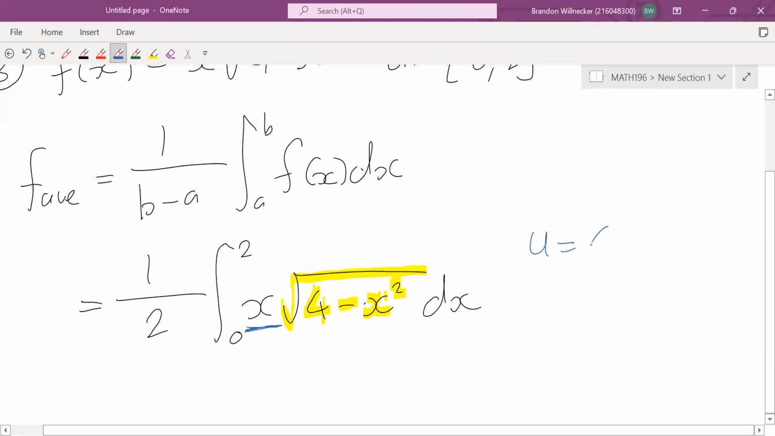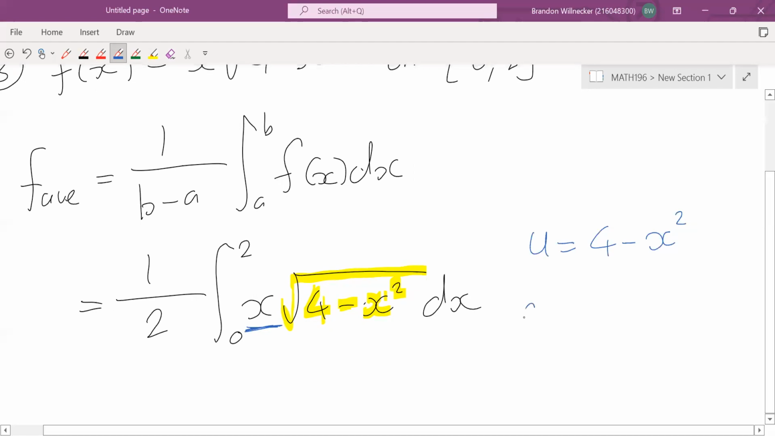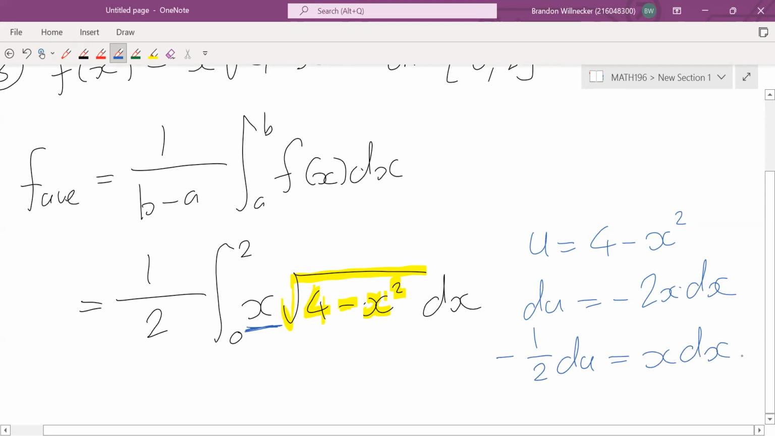So u is equal to 4 minus x squared. Okay, that's part one. Then we need to find the differential du. So du is going to be minus 2x dx. But remember, we want to just x dx. So we take the minus 2 across. So we have minus 1/2 du is x dx. So that's step one. Step two.